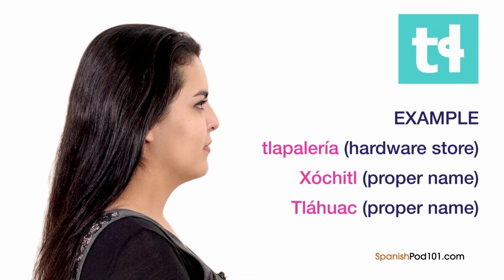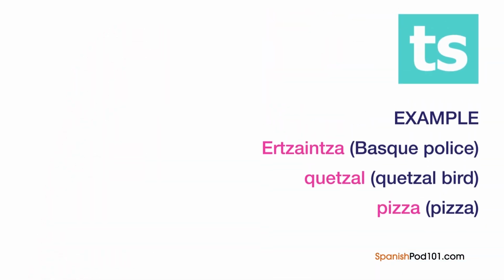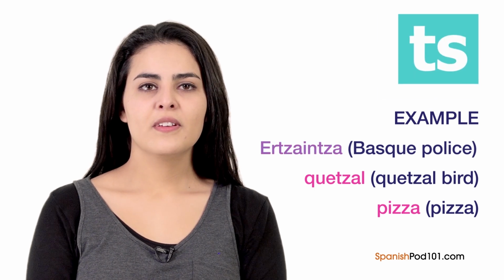The next consonant is Ts, ertzaintza, quetzal, pizza. This consonant sound is like a combination of a T and an S sound. It starts off as a T sound, but ends with an S sound. Here's a great tip. You can produce this sound by saying the word cats. So one trick is to bounce off of the ending when trying to pronounce this consonant sound.